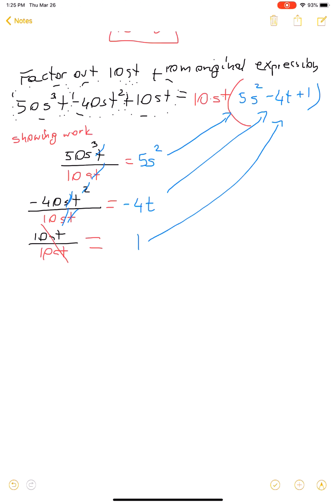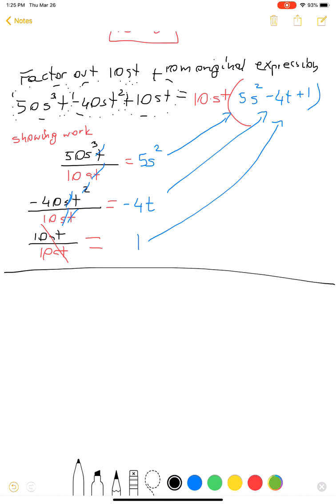Next, what I want to talk about is factoring out a negative factor. So let's just do one example. Factoring out a negative factor. It's the same type of work. You just have to factor out a negative number, and usually you're doing that when you have a mix of positive and negative. So let's do one example.